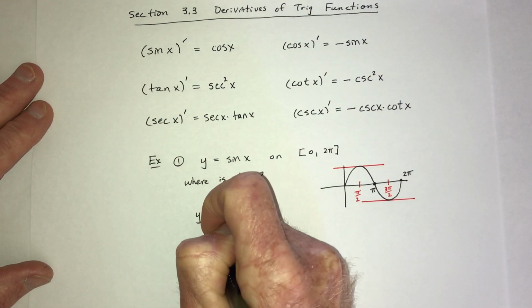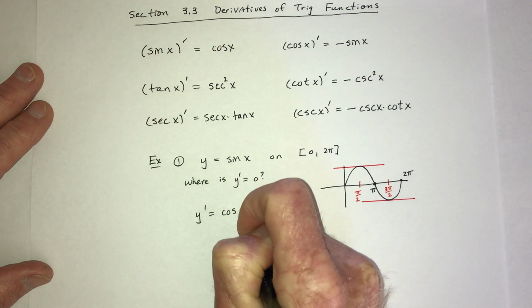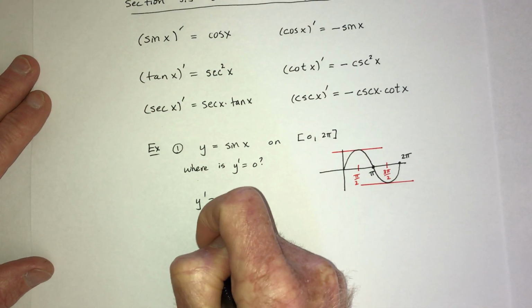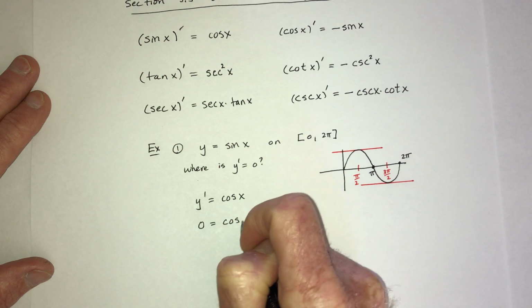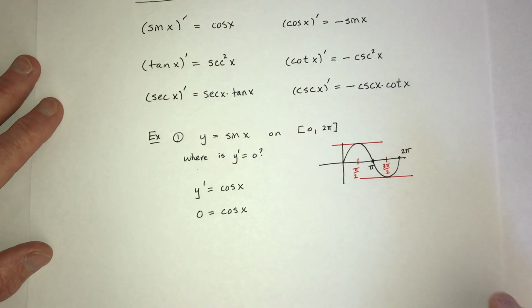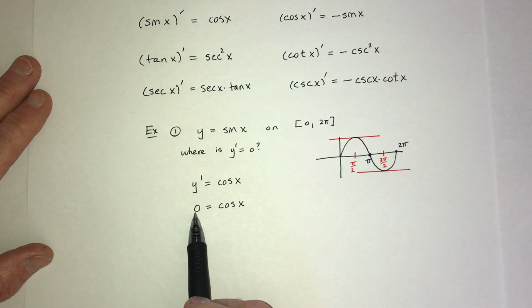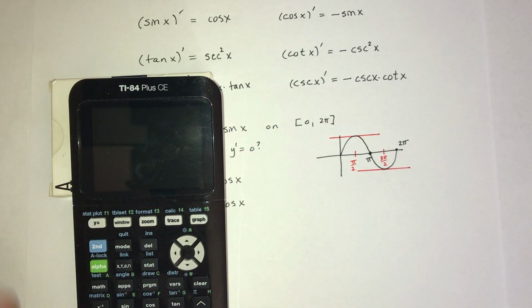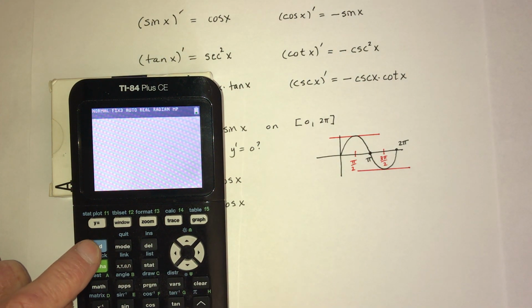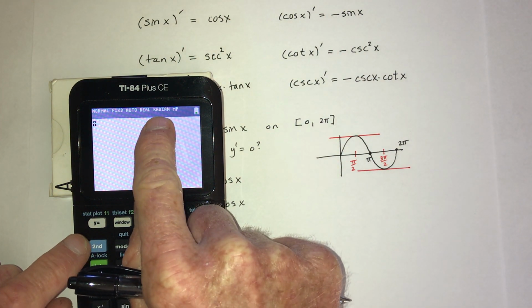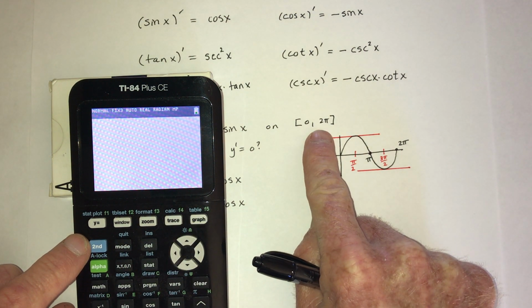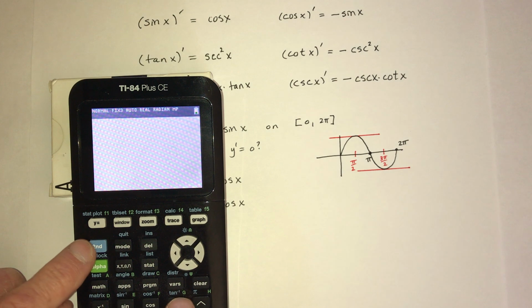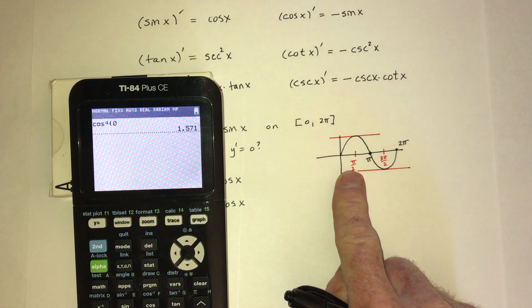So the derivative of sine is cosine. Then set that equal to 0, and it's saying when does cosine equal 0? So you could use cosine inverse and find out cosine inverse of 0, which I think I'll try. So cosine, right now my calculator's in radians, because that right there says use radians. So I'm using radians. And then do cosine inverse of 0. And that should be pi over 2.